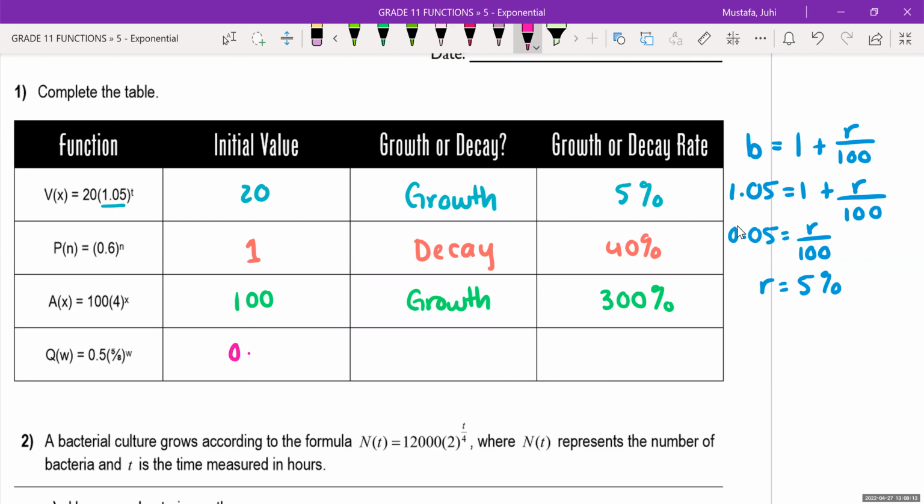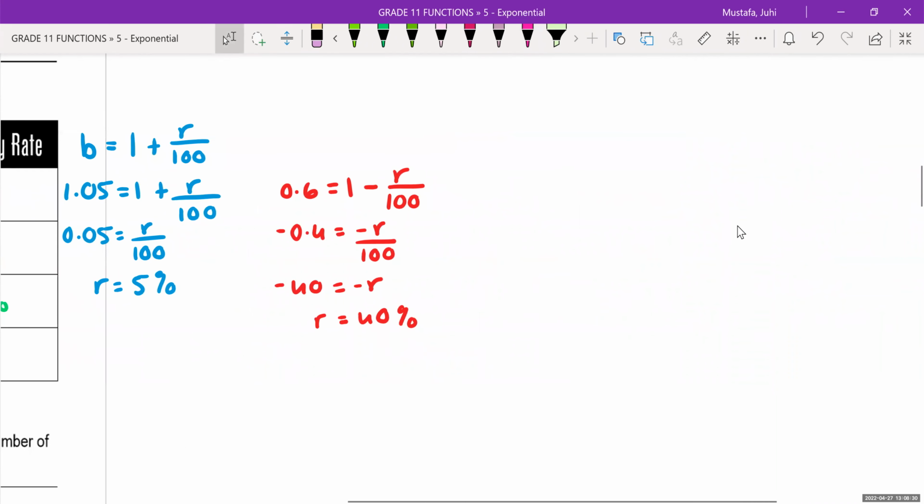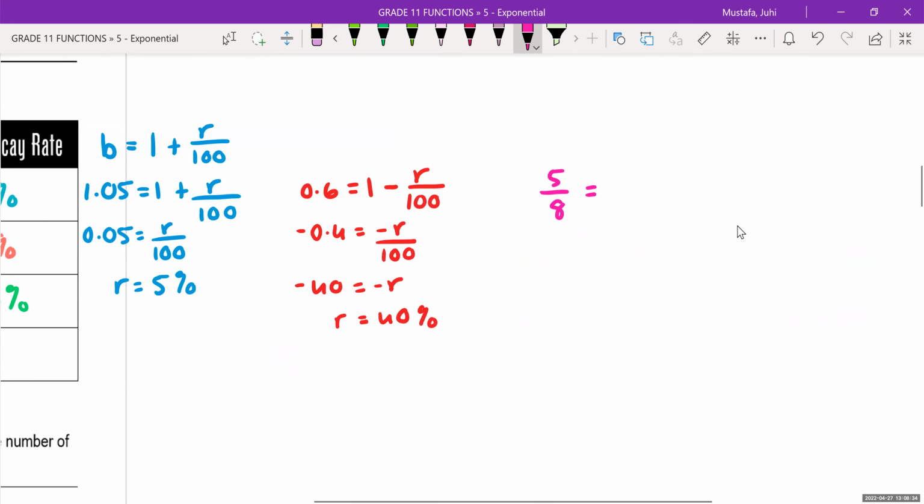Our initial value here is 0.5. 5 over 8, is that growth or decay? Decay. That's decay. Now, for me, using logic in this case might be a little bit tricky, so we might have to use the long way to figure this out. So I'm just going to go to the side. I know my B value is 5 over 8, and I also know this is decay. So it's going to be 1 minus R over 100.